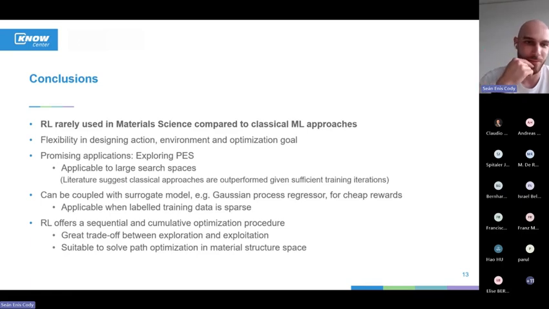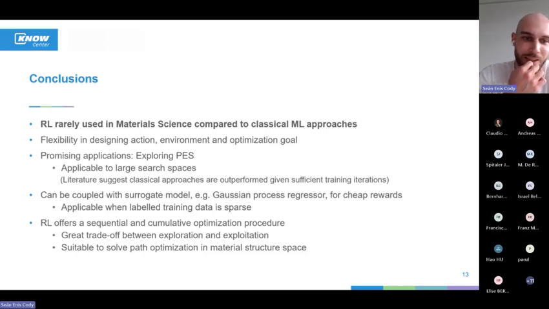And it can be coupled with surrogate models when, for example, the labeled training data is sparse. The example we found was with a Gaussian process regressor for cheap rewards. And lastly, we would also like to mention that reinforcement learning offers a sequential and cumulative optimization procedure. And it's easy to balance the trade-off between exploration and exploitation by having the epsilon greedy, at least in the DQN results, and you can vary that however you want to fit your solution.